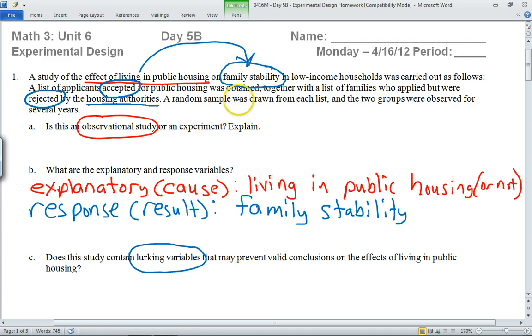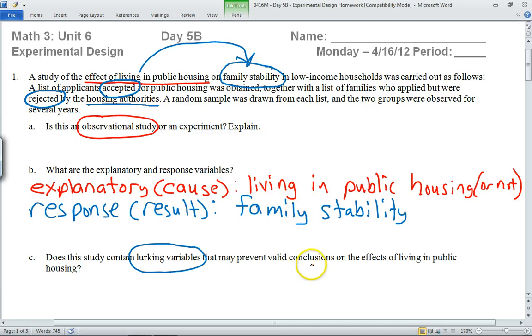No, that would not be a valid conclusion because of the lurking variables, because of the drama that caused certain families to be rejected in the first place. That drama causes the group of rejected families to have higher instability in the first place. It may or may not have anything to do with living in public housing or not. They had drama and issues and problems before they ever applied. So their problems were not caused by not living in public housing.